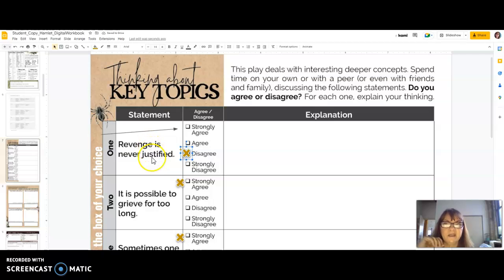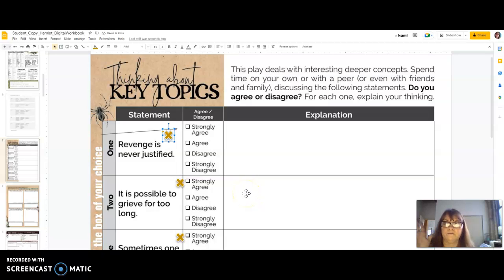I believe that revenge sometimes is justified. So I disagree, or I might even strongly disagree with this. What if something really bad happened to one of my family members, some kind of criminal act? I might have a very strong feeling about revenge. So just do whichever one applies to you, but you have to explain your answer, right?